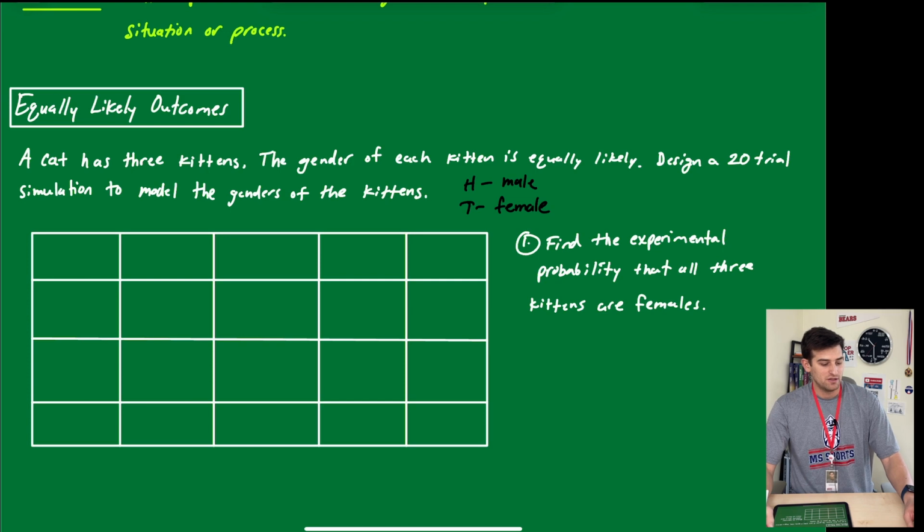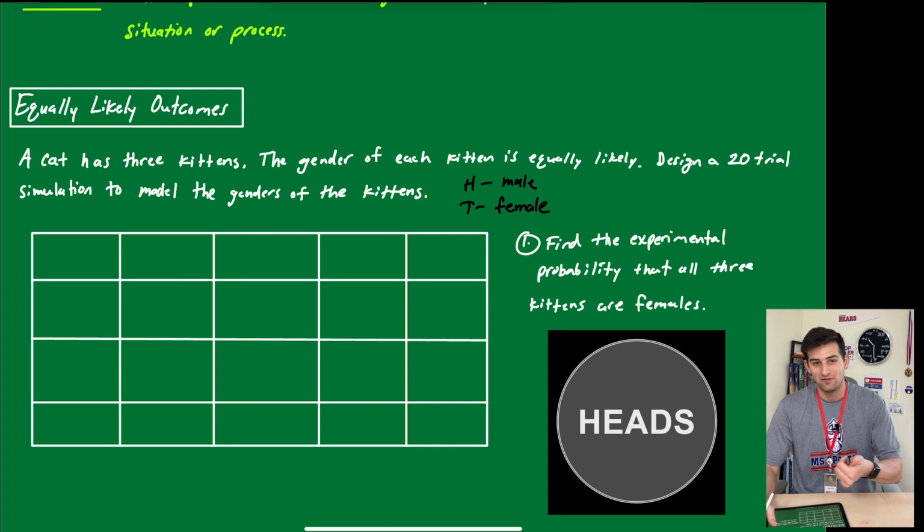I'm going to bring up on the screen a coin flip on the internet so that we can do this without me having to flip a coin multiple times. We're having 3 kittens. I have a 20-box table here, and we're going to flip the coin 3 times and record the gender in each box. For example, a box will say heads, heads, heads, or tails, tails, tails, and so forth. For number 1, it says find the experimental probability that all 3 kittens are females. So the only favorable outcome would be tails, tails, tails. I'm going to flip the coin 3 times and record what we have on the chart. So here we go.